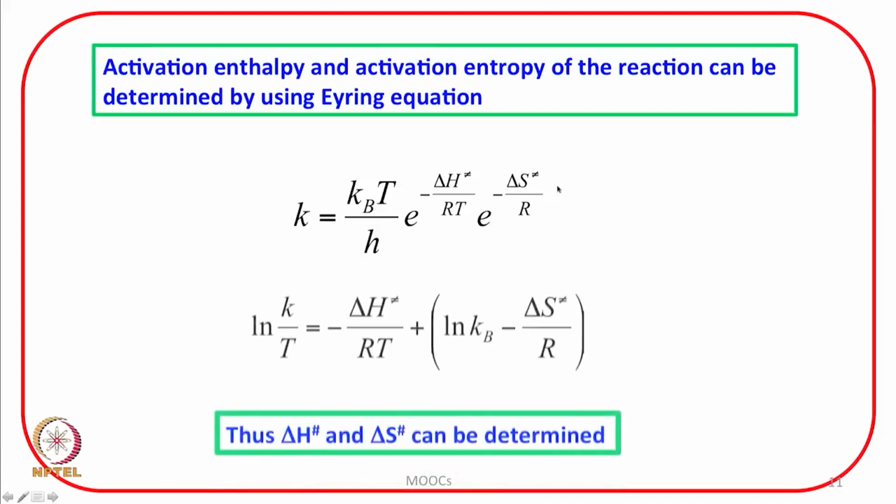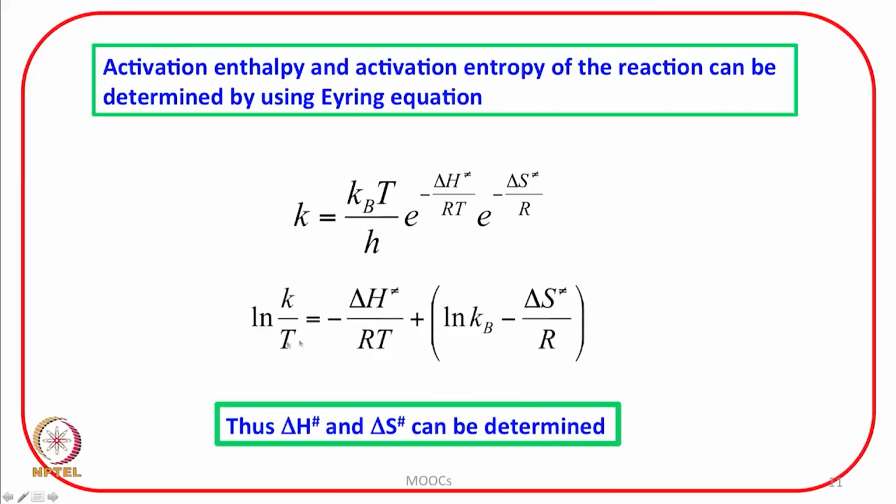If you take the logarithm on both sides and rearrange the equation, you will get log k by T is equal to minus delta H of activation by RT, plus log k_B by h, minus delta S of activation by R. So, if you plot log k by T versus 1 by T, the slope and intercept will give you the values of enthalpy of activation and entropy of activation.